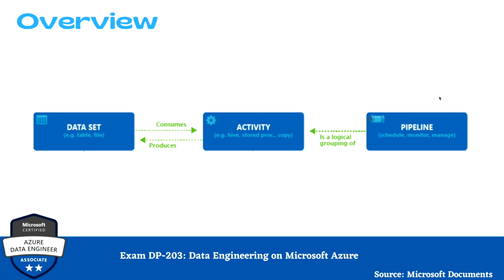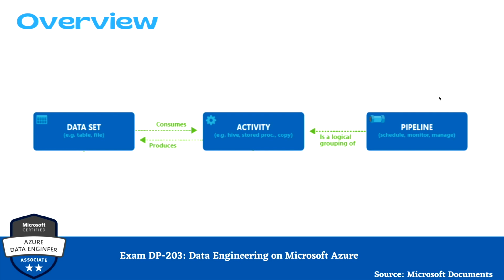The activities in a pipeline define actions to perform on your data. For example, you may use a copy activity to copy the data from SQL Server on-premise to an Azure SQL database, and in this video we are going to do the same. You will learn how to copy data from your SQL Server database which is on-premise to the Azure SQL Server database which is in the cloud.